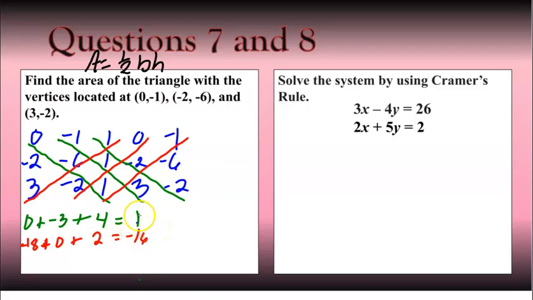And with the determinant, I take my two answers and I subtract them. So 1 minus -16 equals 17. And because I'm finding the area of a triangle, I just divide that by 2, and we're left with 8.5 square units.